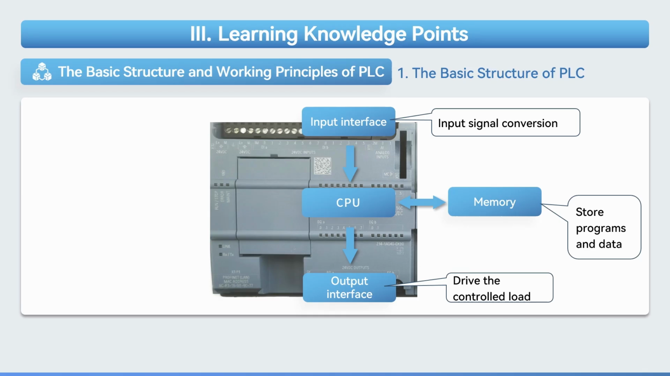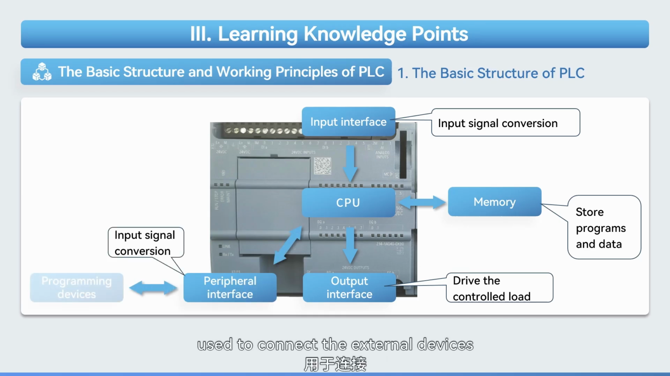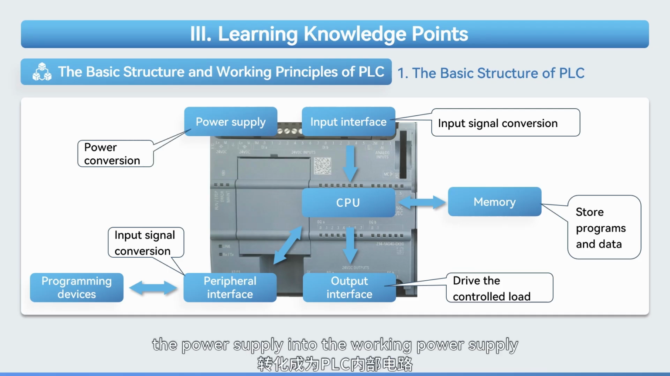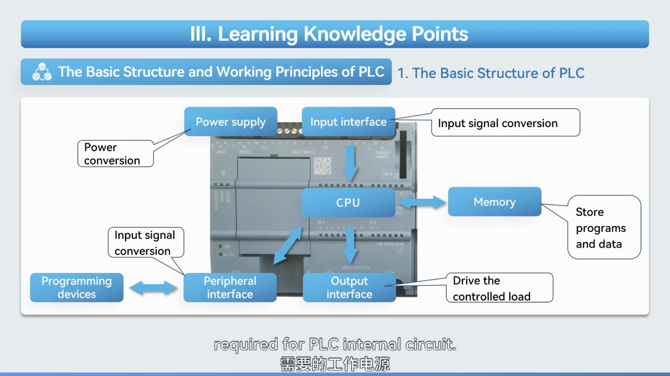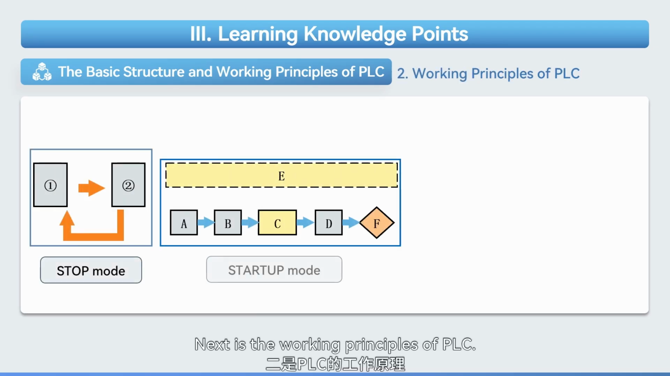controlled load. 4. Peripheral interface circuit, used to connect external devices such as the programmer or the communication network. 5. Power supply, which transforms the power supply into the working power supply required for the PLC internal circuit. Next is the working principles of PLC.